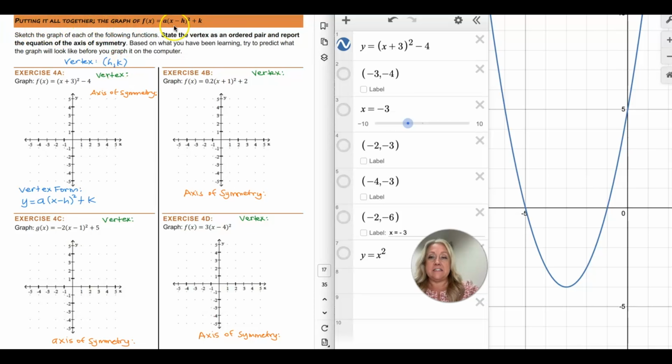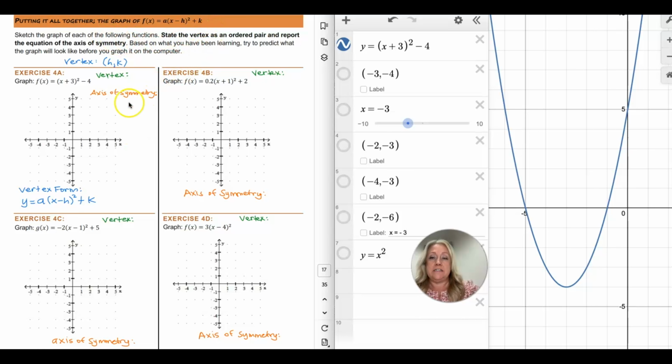If we're looking at the whole vertex form now, it is f of x equals a times x minus h all squared plus k. And remember that a, h, and k are the important parts that are going to tell us how the parabola is being changed. All right, another thing to remember is that the vertex is h comma k. So our h and our k is what we're going to look at here.